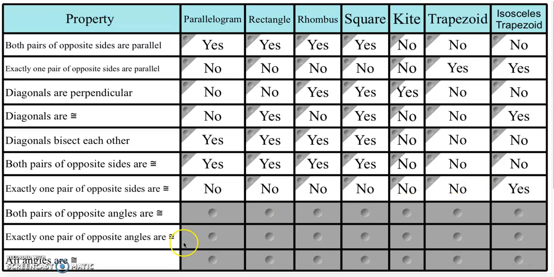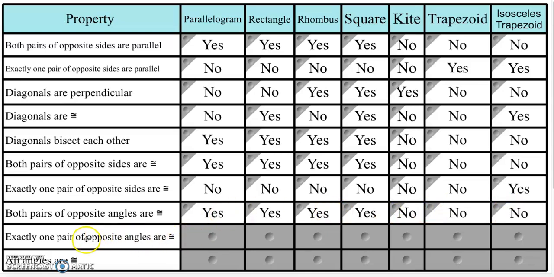And then let's move now to both pairs of opposite angles congruent. Now that's one way that we can prove that we have a parallelogram is both pairs of opposite angles congruent. So parallelogram and any one of the special ones, rectangle, rhombus, and square, are all going to be yes. And then kite. Both pairs of opposite angles congruent on a kite, that's a no. And then trapezoid and isosceles trapezoid are no's as well.